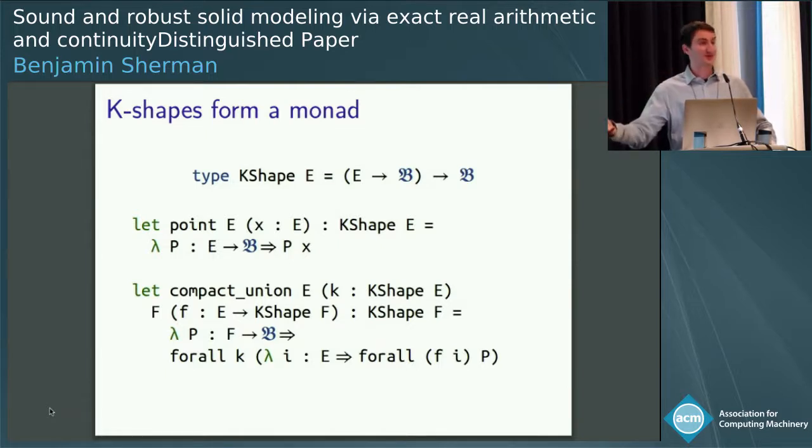Let's do compact union. Well, that looks a lot like union, except instead of having two things I'm unioning, I have an index family that's indexed by a compact shape, a K-shape. And so all we have to do, instead of doing the AND of those two things, we'll do a for-all over the K-shape that's indexing all the shapes that we're unioning. So again, think back to that party hat, where K would be the unit interval, and then the F would produce all the different circles.